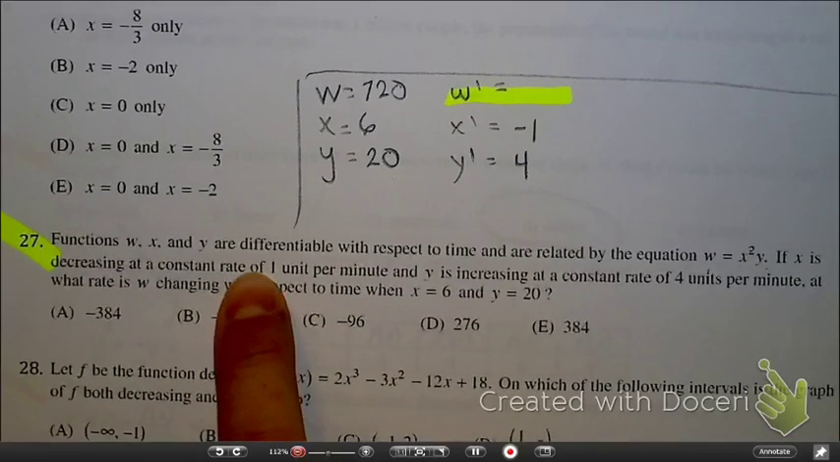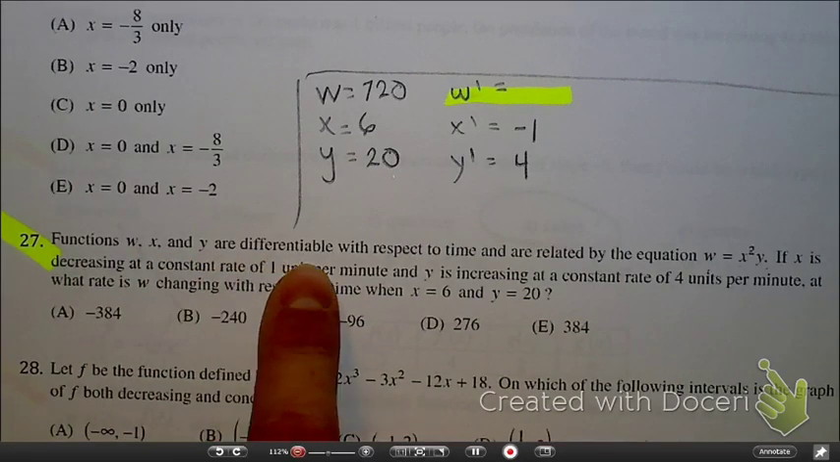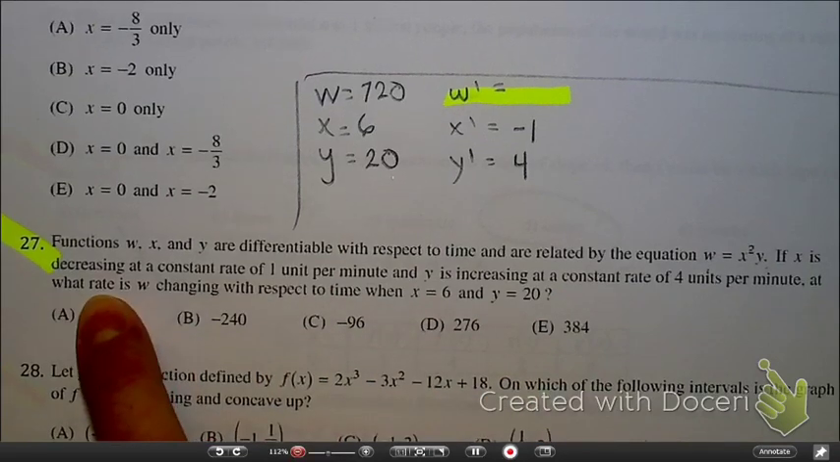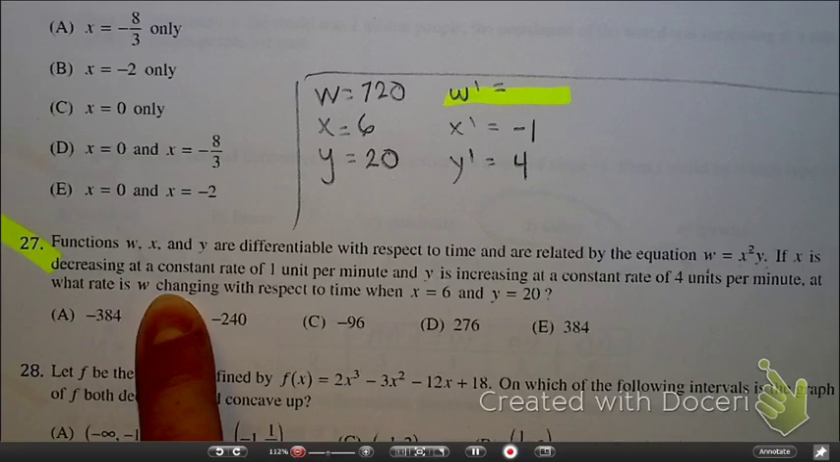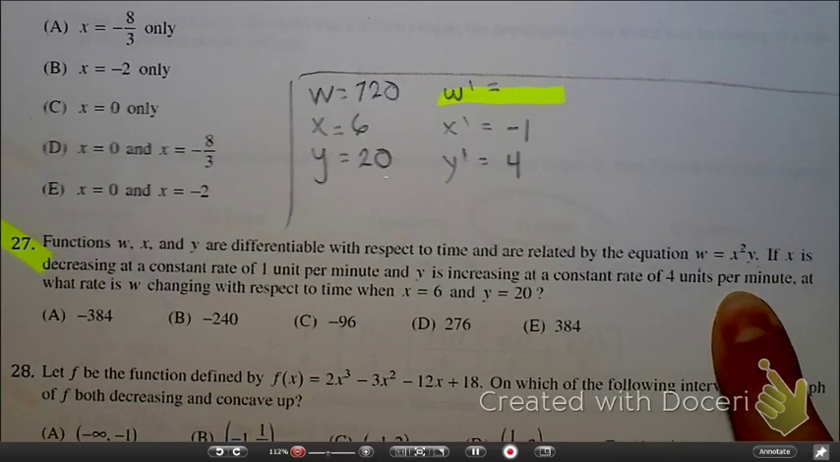Now, the reason I know this is a related rates problem, by the way, is because it says w, x, and y are all differentiable with respect to time. And then the unknown is this. They want to know what rate w is changing at. So I'm looking for a rate w is changing at. That's w prime. And since everything is relating with respect to time, that should bring up feelings of related rates. All right, w equals x squared y.